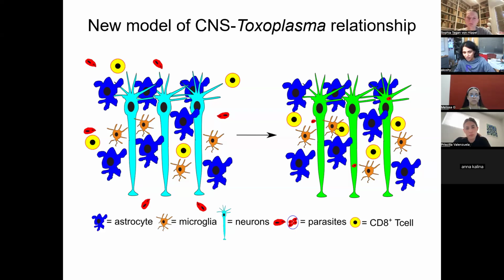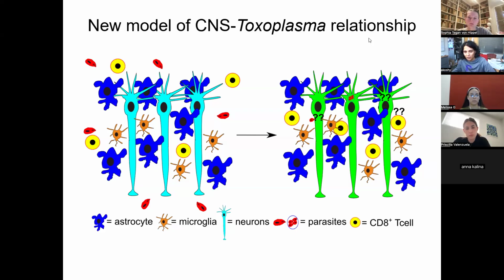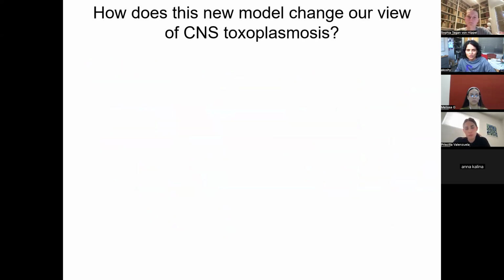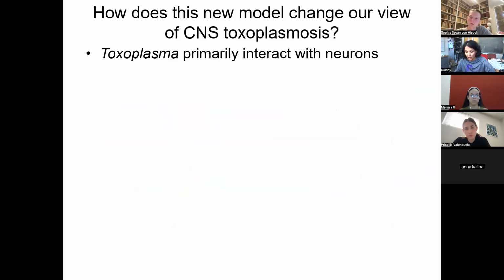And then in some number of them, it ends up being able to persist. So that was a pretty big change in the field, to be thinking, oh, it's manipulating all these neurons and we don't know about it. And so why did this change our view? It means that Toxoplasma primarily interacts with neurons, which means they're not incidentally infected.